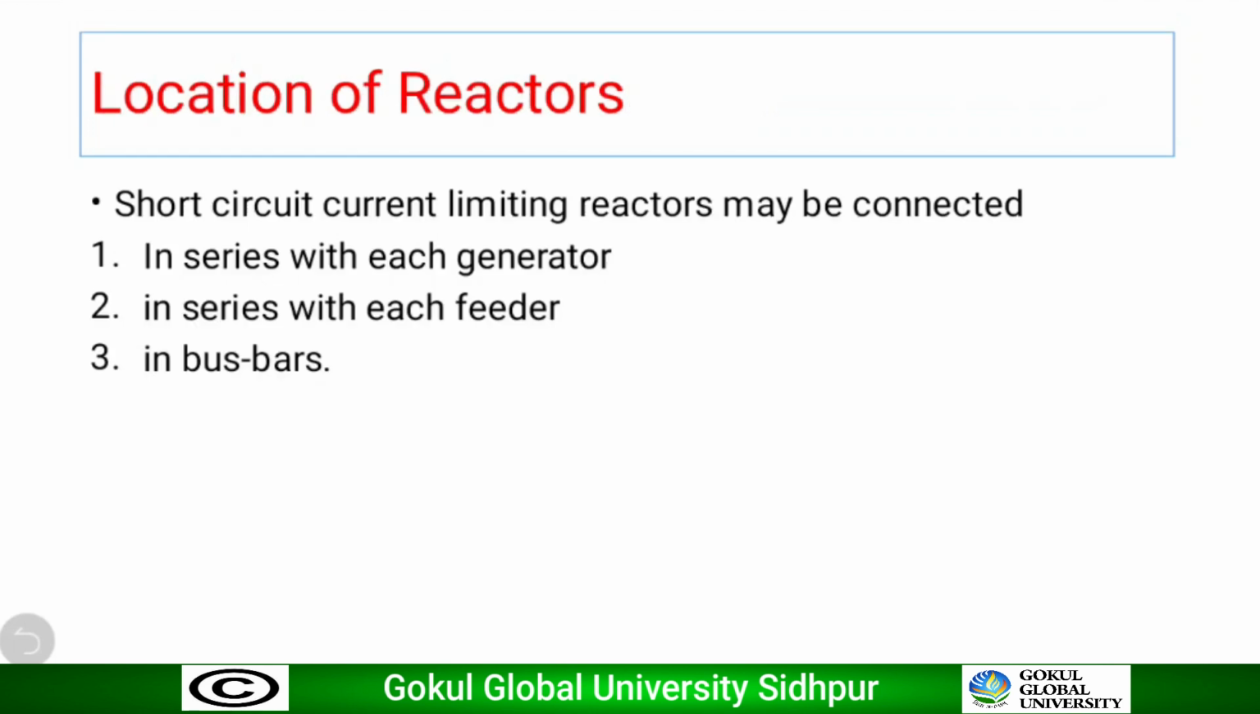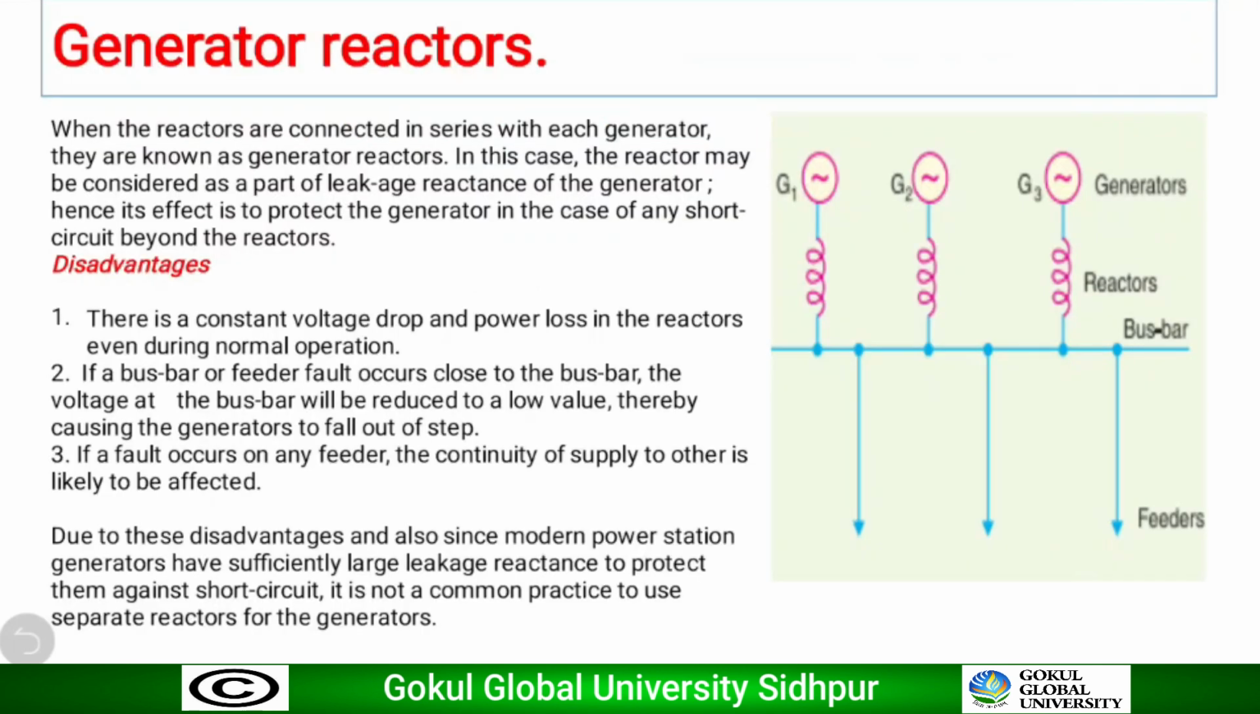Now, location of reactor. There are different locations of reactors: in series with each generator, in series with each feeder, and in the bus bar. Now, generator reactor. When the reactors are connected in series with each generator, they are known as generator reactors. In this figure we see the bus bar, feeder and generator. The reactor connected between the generator and the bus bar is called a generator reactor, connected in series with the generator.